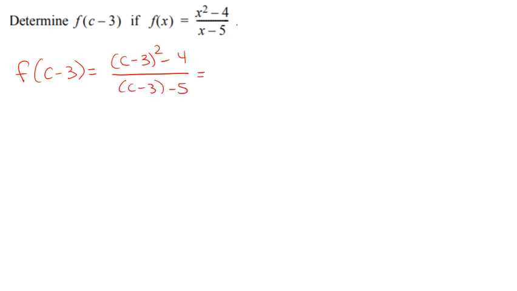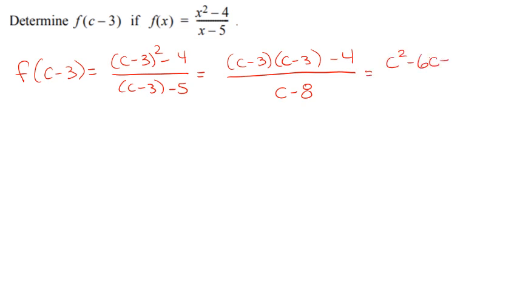Okay, so in the numerator, we have a little bit more complicated than before because of that minus 4 hanging out there. And the denominator will be c minus 8 because negative 3 minus 5 is negative 8. So I'm going to double distribute, and that's going to be c squared minus 6c plus 9. And then don't forget that minus 4. Denominator c minus 8. Okay, so f of c minus 3.